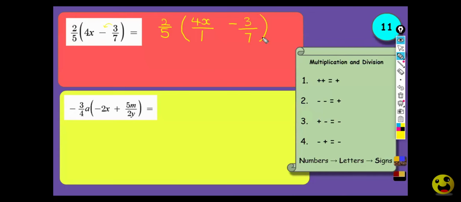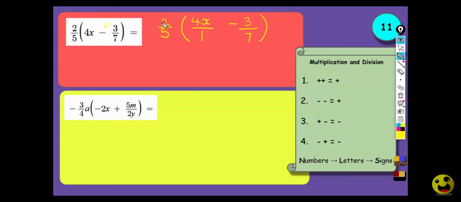Anything that is a whole value, rewrite it as a fraction. Put the divide by 1. And if you have any signs or any letters that are smack in the middle, let it drift up to the top. It will always be easier that way. Okay?